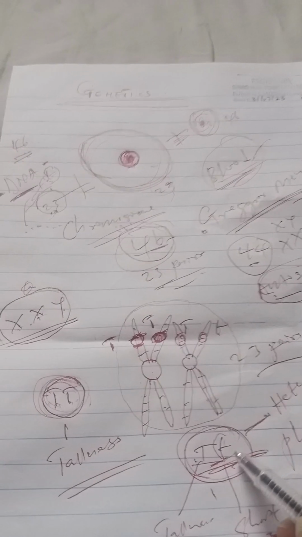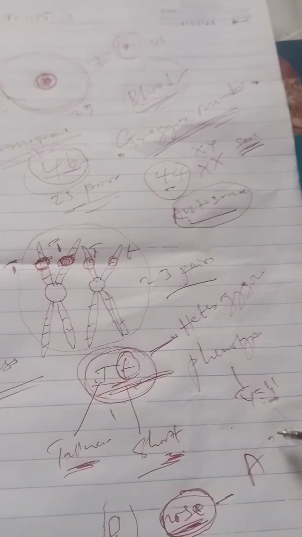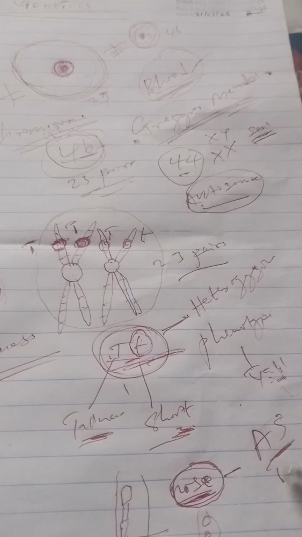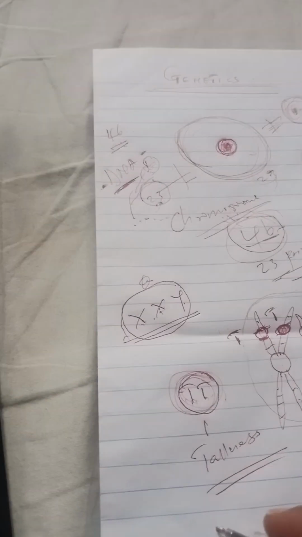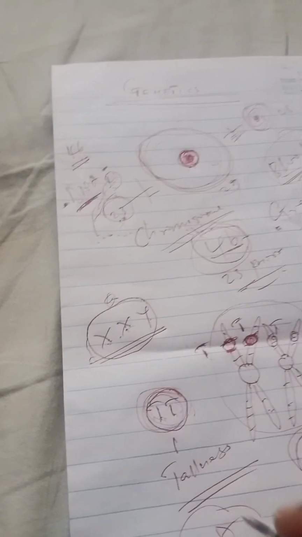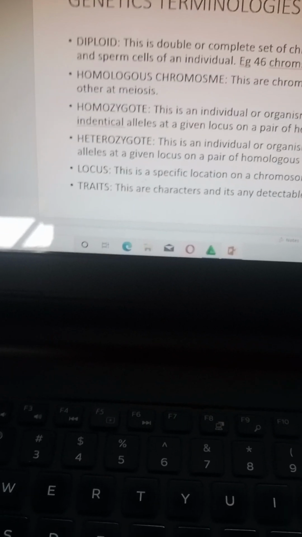But the person is tall while having a recessive allele or gene for shortness. This is what you get when you say someone is AS. An AS individual is normal, but is a carrier of sickle cell. So an AS individual is heterozygote, while an AA individual is homozygote because they have what? Identical pairs of alleles. I think you understand what homozygote and heterozygote are.